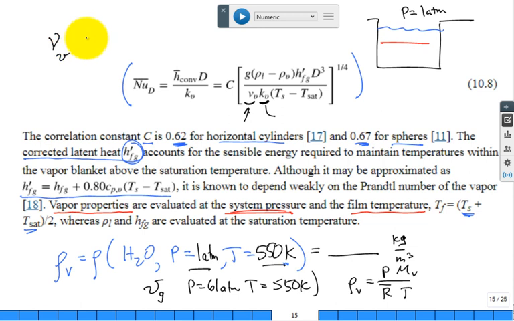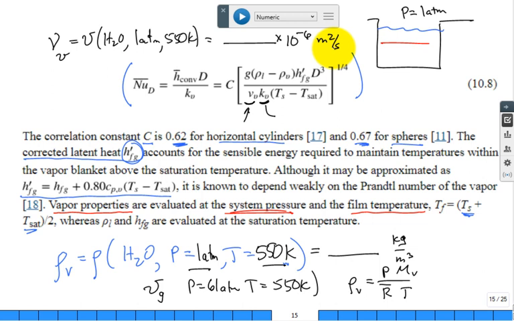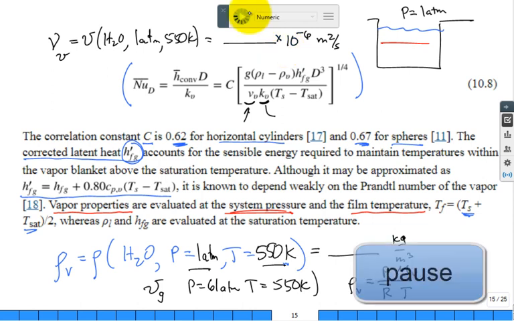Water, so it's water again. At what pressure? 1 atm and 550 Kelvin. So another chance to pick up here. So this is H2O, 1 atmosphere, 550 Kelvin. And we want this numeric input in units of meters squared per second. I'm going to make it a little easier: 10 to the minus 6 meters squared per second. So you have to put in a number, then I know that it's times 10 to the minus 6 meters squared per second. So let's get that one done.